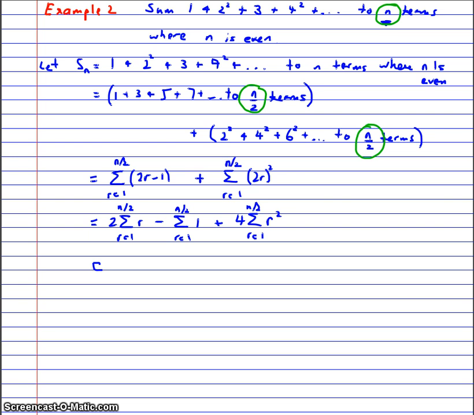And what we do now, we can see, again, we've come back to these known series, r and r squared, and 1 is simple. Okay, but what do we substitute? We need to substitute n over 2 in place of what's n in our information sheet. Okay.